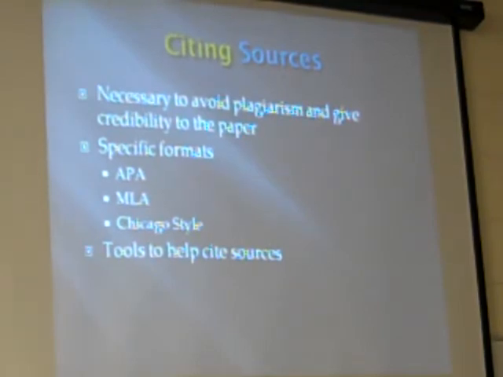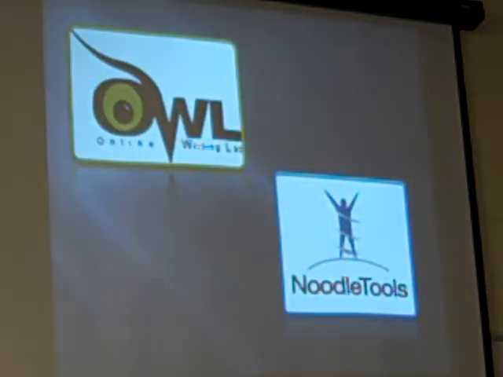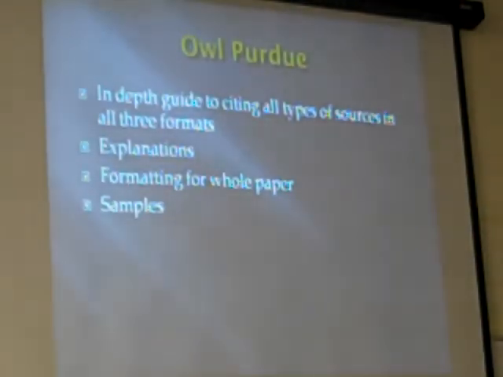So there are helpful tools to help cite sources. The two that we found the most helpful are the Online Writing Lab from Purdue University and Noodle Tools. OWL Purdue is an in-depth guide to citing all types of sources in all three formats. It also, like we said, is a writing lab, so it helps with any aspect of writing a research paper. It has explanations for why you write down what you write.